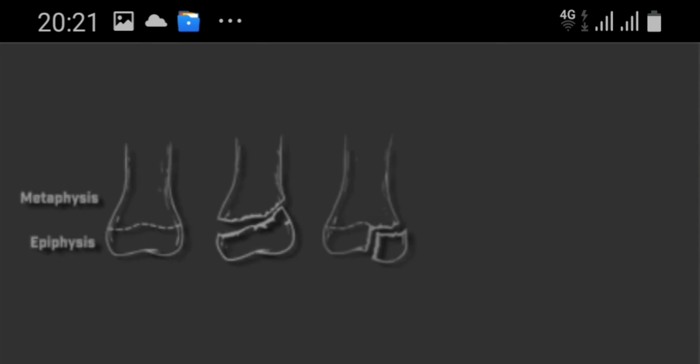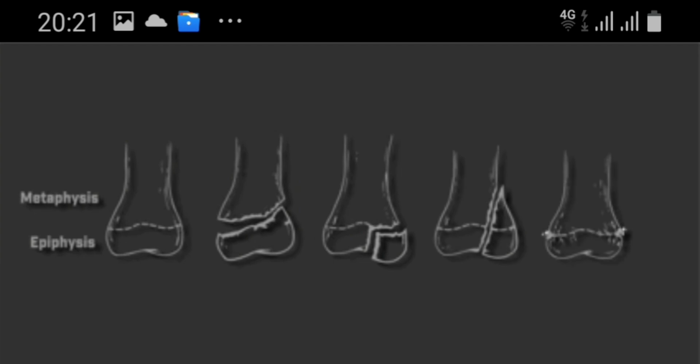Now that we have a basic idea of the anatomy of our long bones, here are the different types of Salter-Harris fractures. They are classified from class 1 through class 5. To make things easier, there is a mnemonic to help you remember the different classifications. It's easy because the mnemonic is Salter.